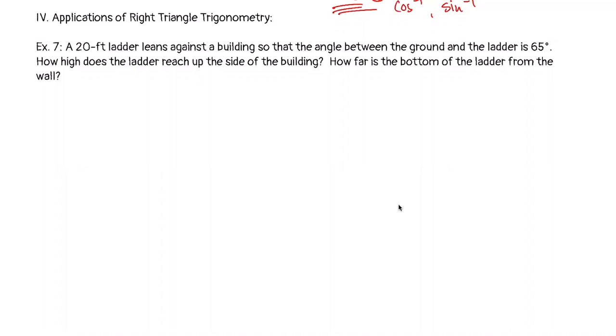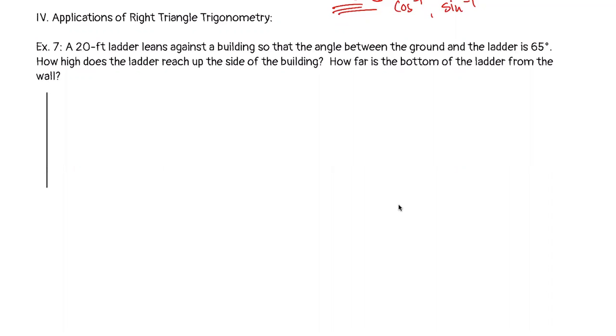Example number 7. A 20-foot ladder leans against a building so that the angle between the ground and the ladder is 65 degrees. How high does the ladder reach up the side of the building? And how far is the bottom of the ladder from the wall? We're going to start very similarly for a lot of these problems, which is to draw a diagram.